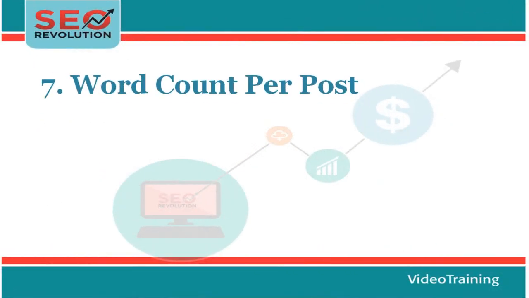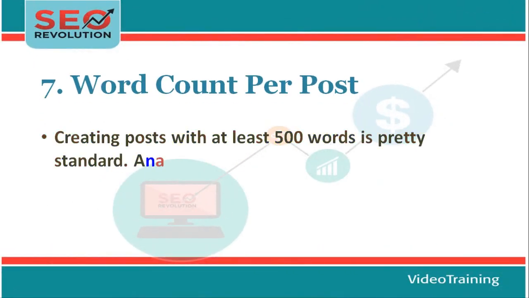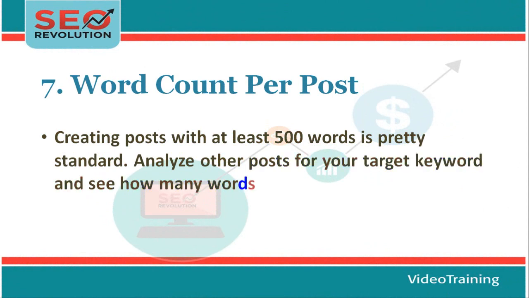Number 7. Word count per post. Creating posts with at least 500 words is pretty standard. Analyze other posts for your target keyword and see how many words they have.